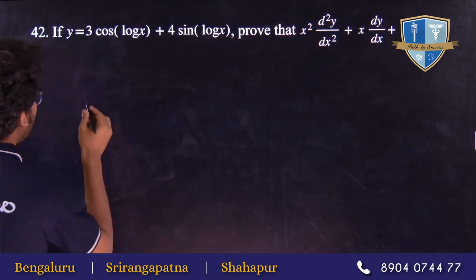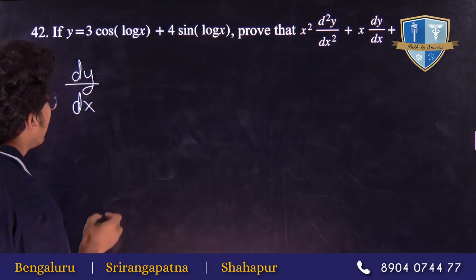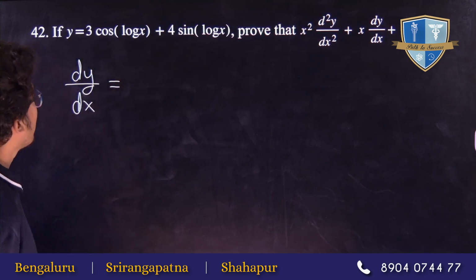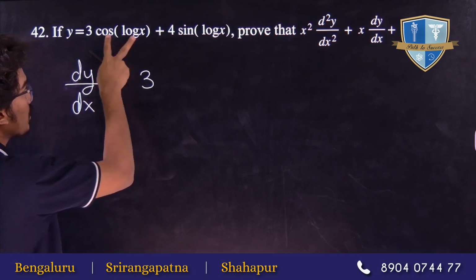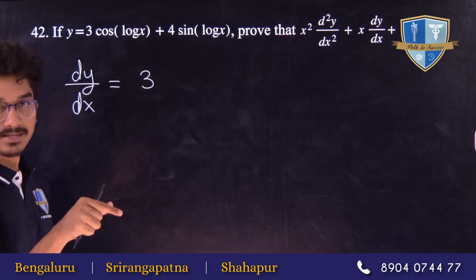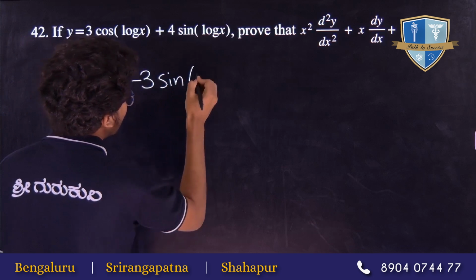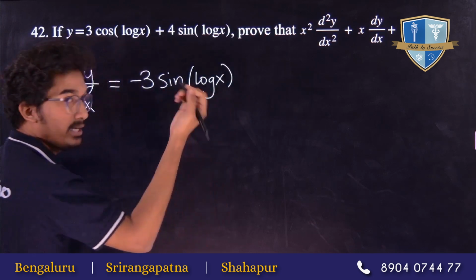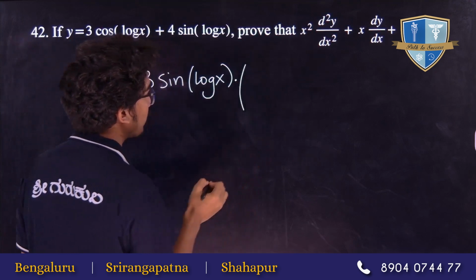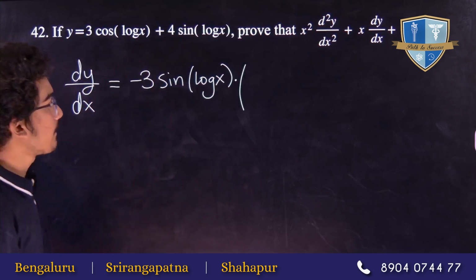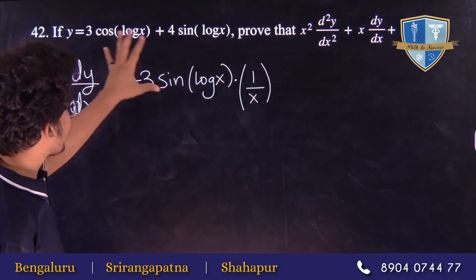So first we'll find dy by dx. From this given equation we have y in terms of x, so we can find dy by dx, which is the first differentiation of this equation. Now 3 is constant, so it will remain outside the differentiation. Differentiation of cos theta is minus sin theta. So differentiation of cos of log x will be minus sin of log x into d theta, but here we have log x, so we'll multiply with differentiation of log x. Differentiation of log x is 1 upon x. This is known as chain rule, if you remember. So this is our differentiation of the first term.